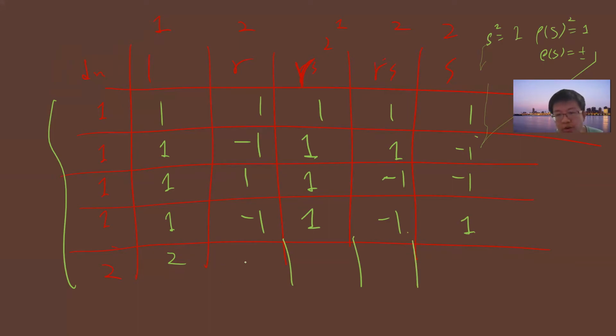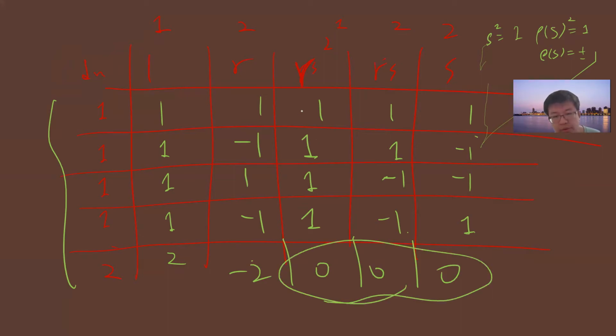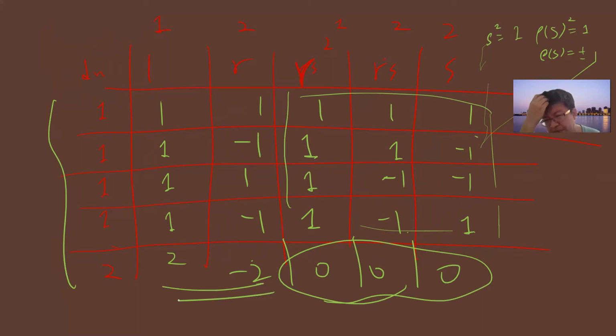Okay, so I think finding the remaining unknowns is simple, right? You just need to use orthogonality. So you can easily check that this is -2, 0, 0, 0. Okay, 0 is obvious, right? Because every one of these should be different. Oh, by the way, you can check by yourself. So basically, this is the result.